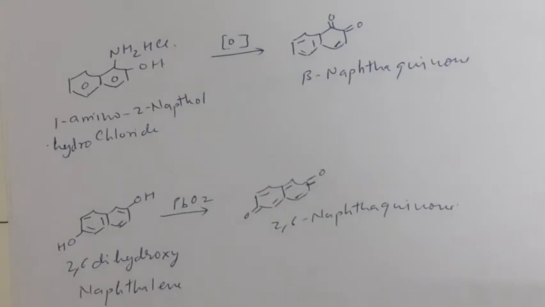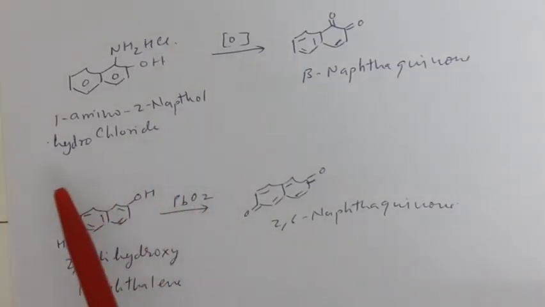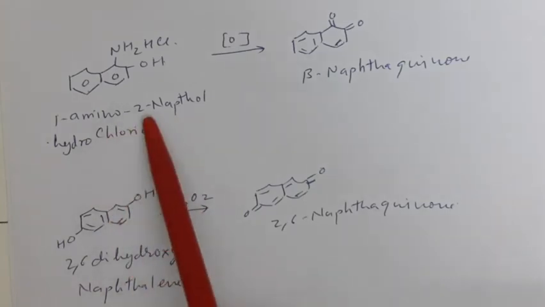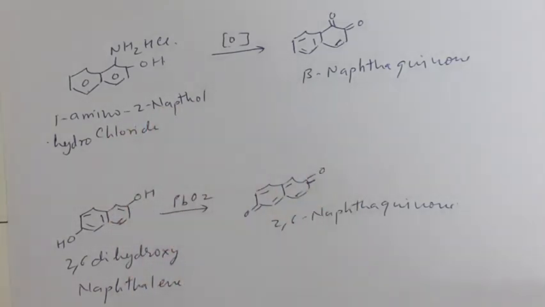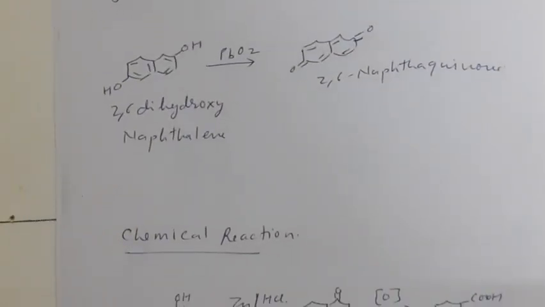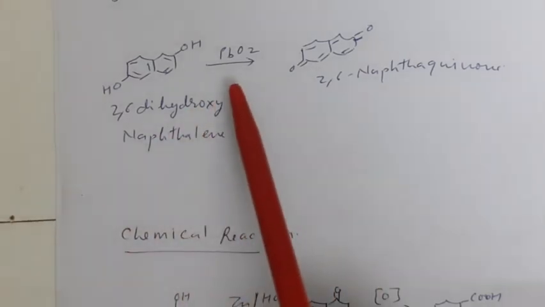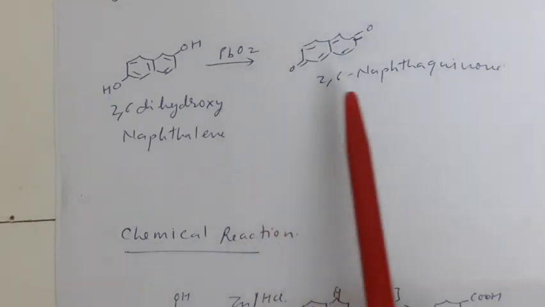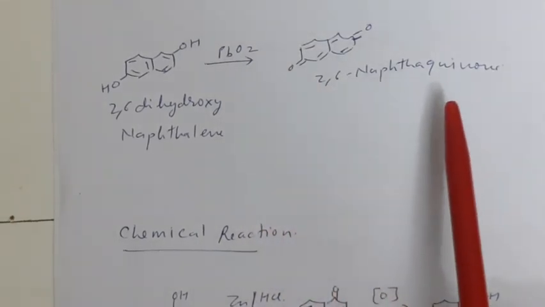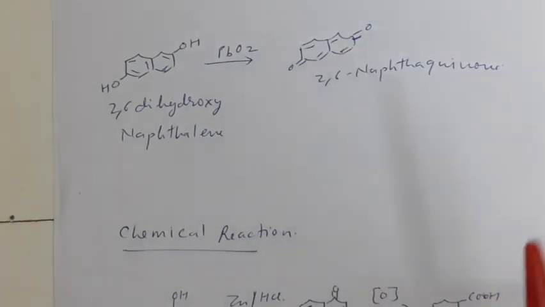The beta naphthaquinone can be obtained by the oxidation of 1-amino-2-naphthol hydrochloride. It gives the beta naphthaquinone, and the 2,6-naphthaquinone can be obtained by the oxidation of 2,6-dihydroxynaphthalene with lead oxide, and we get the 2,6-naphthaquinone. So these are the syntheses of the alpha naphthaquinone, beta naphthaquinone, and 2,6-naphthaquinone.